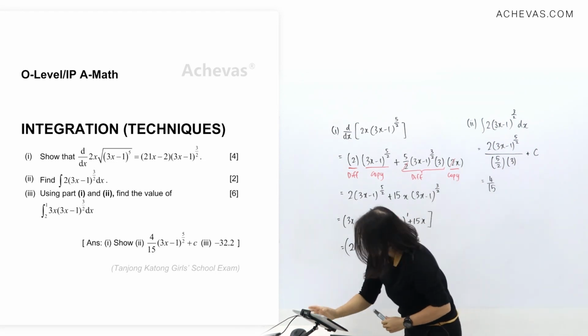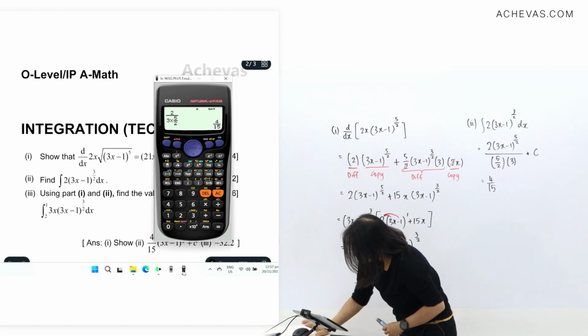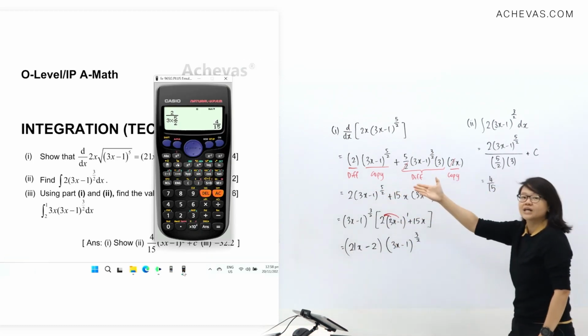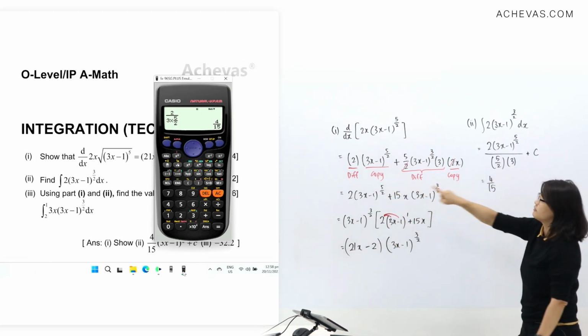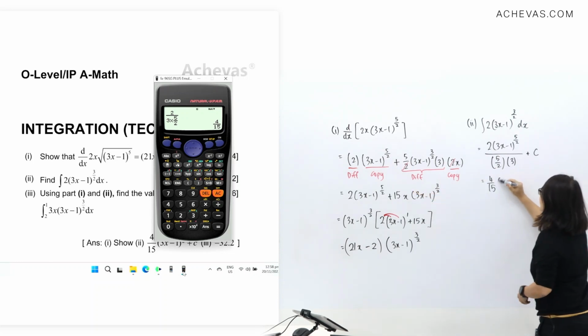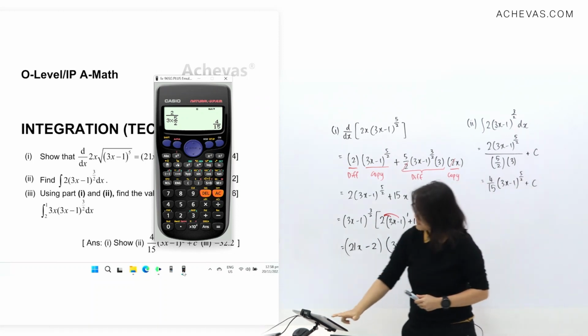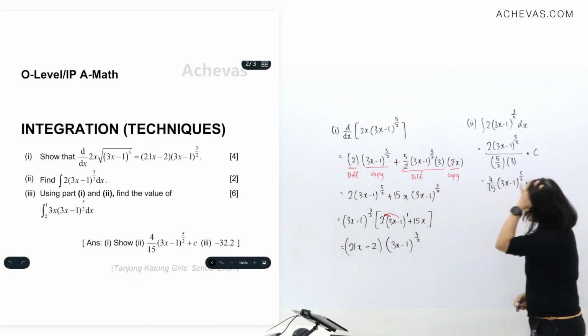Let me just quickly show you what I mean. You type that. I'm just flipping the 3 and the 5 over 2 in my calculator screen there. So that will lead you to 4 over 15. And I'm going to write back this bracket raised to power 2 plus c. Okay? So that's for our part 2.